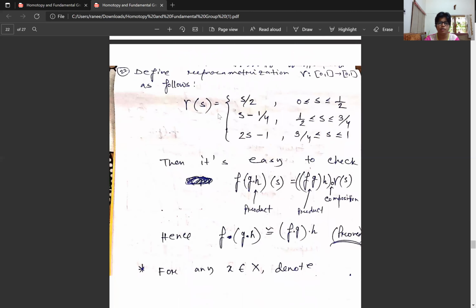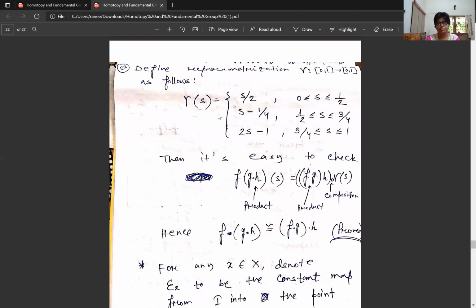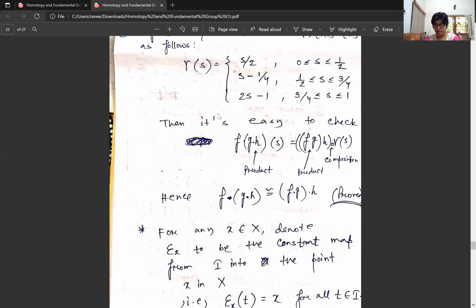So this is my reparameterization. I don't want to go through the proof of how I did this, but I don't think it's that difficult. If you put some effort into this, you will figure it out. Okay, this is just the straight line. You can understand that the first one is a straight line: 2s, then s minus 1 by 4, 2s minus 1. So these are all straight lines joining those points.